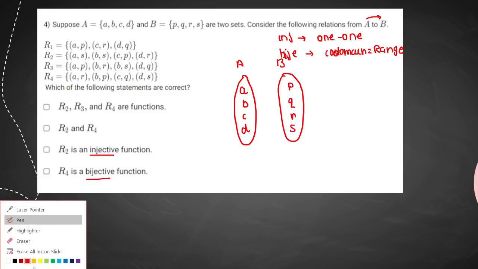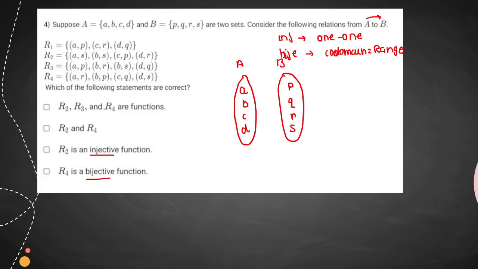So let me choose a different color. The first option says we have to choose the correct statements. The first option is R2, R3 and R4 are functions. In R2, R3, R4, a, b, c, d are there. Okay, a, b, b. So this is not a function. R4 has a, b, c, d. So R2 and R4 can be functions, but R3 cannot be. So that's why this is incorrect.